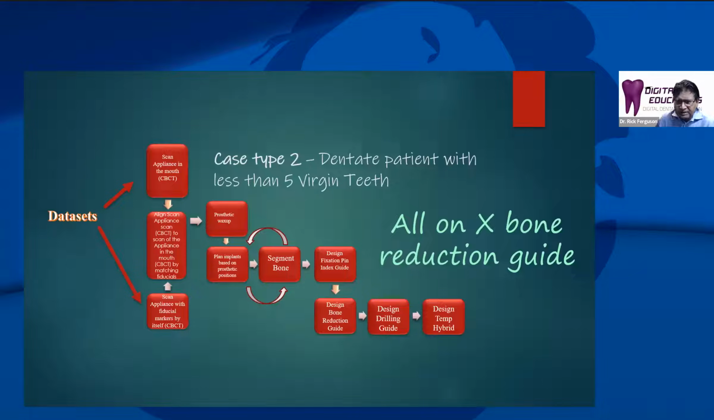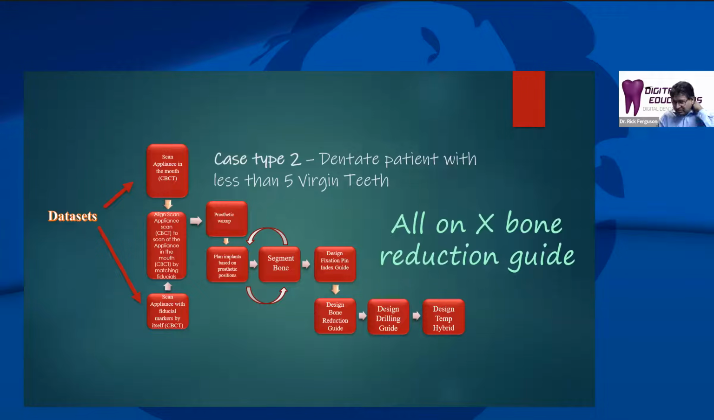Case type 2 is a dentate patient with less than five virgin teeth. And in this case, I'm using a scan appliance, which is typically an impression that we use with fiducial markers to scan in the patient's mouth and then scan by itself. The dual denture scan technique, basically, that we would use for a denture, except here we're using it in a patient that has possibility of a lot of X-ray scatter.